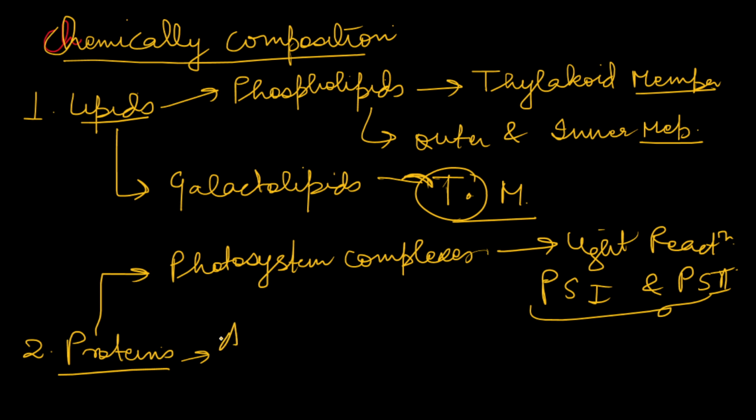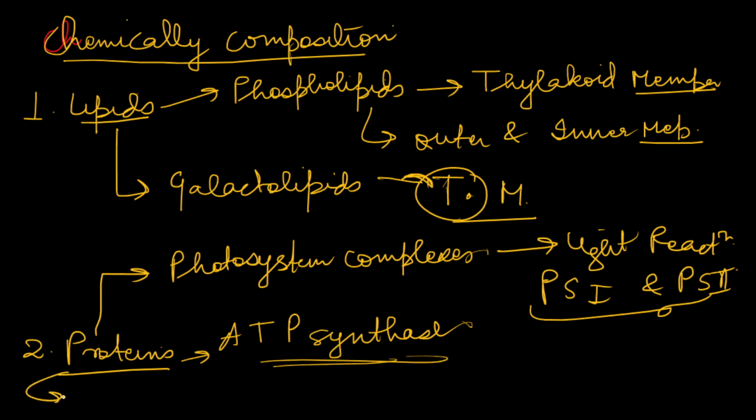Then you will find proteins in ATP synthase. It helps in generating ATP during the light reaction. Then you will find Rubisco. Obviously, all these enzymes are composed of proteins only. It is one of the key enzymes because proteins are an integral component of enzymes.